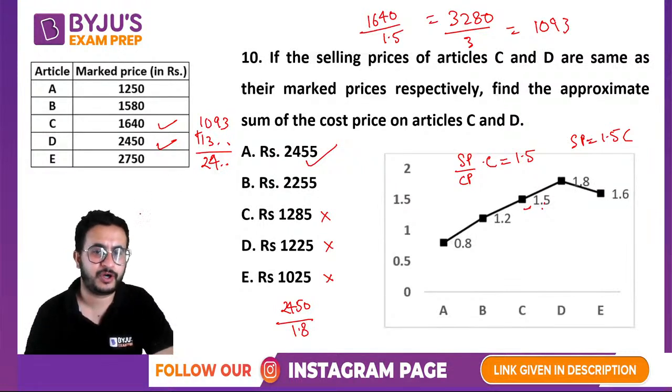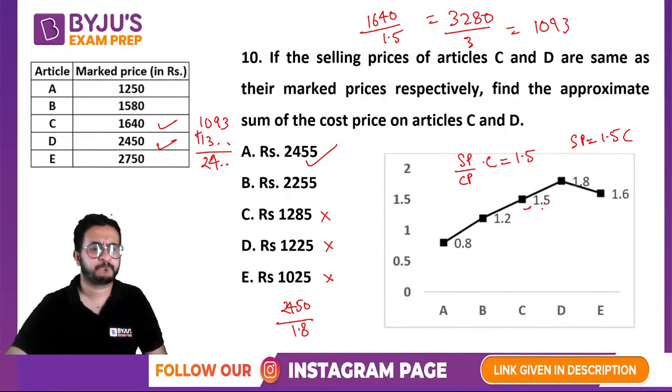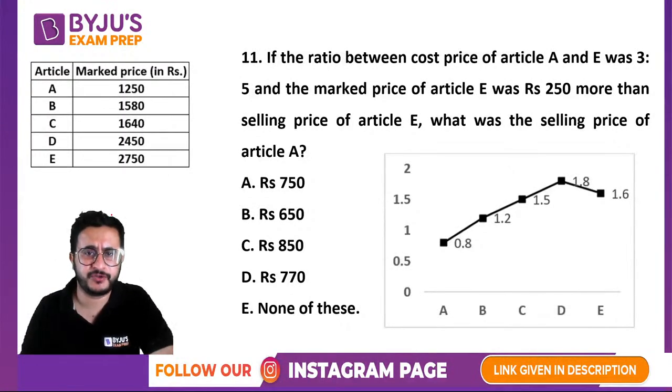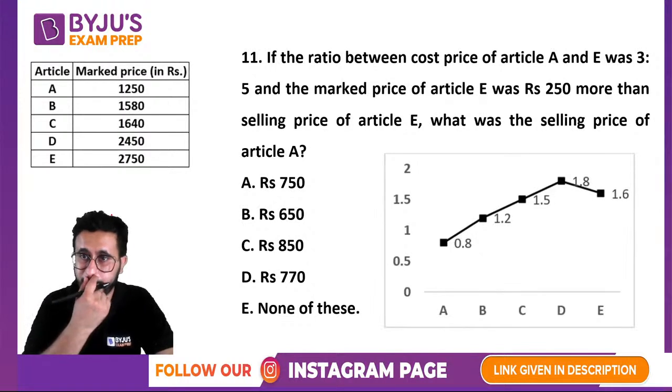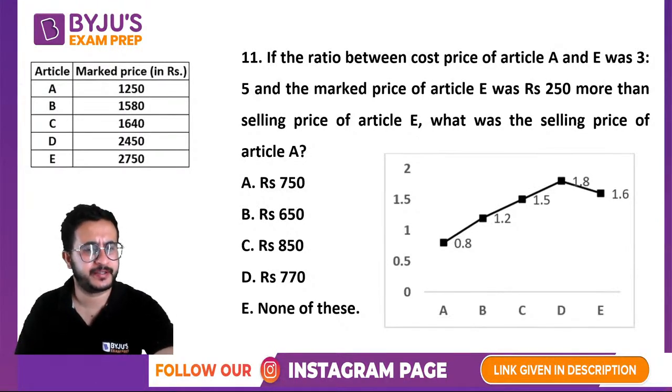So be smart, look at the options. 3 options we can directly reject because first itself we got 1000 something, so definitely the price won't be that low. 2450 is the mark price, that is the selling price also. 1.8, you know that, okay, this won't be 200 kind of thing, it will be somewhere more than 1000, right? And this we saw that it is going to be 2400 plus. If the ratio between cost price of A and E was 3:5 and the mark price of article E was 250 more than the selling price of article E, what was the selling price of article A? Now this is a calculation heavy DI.